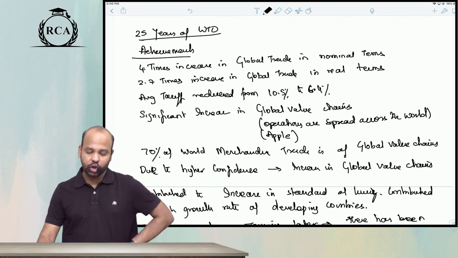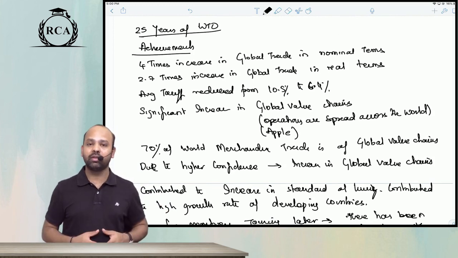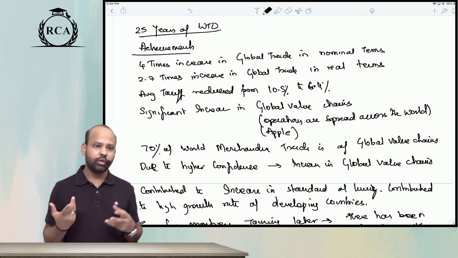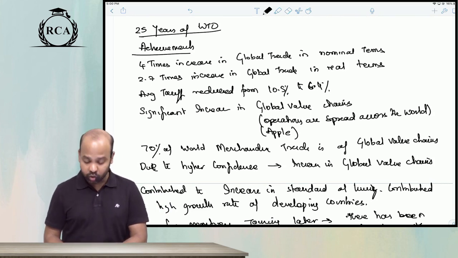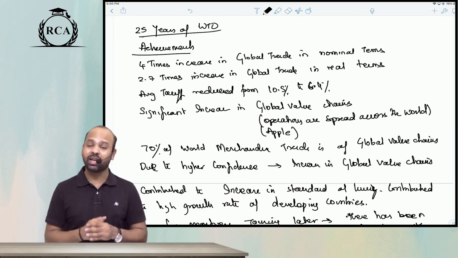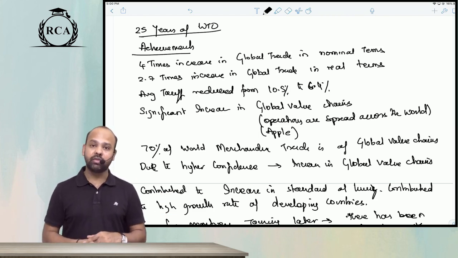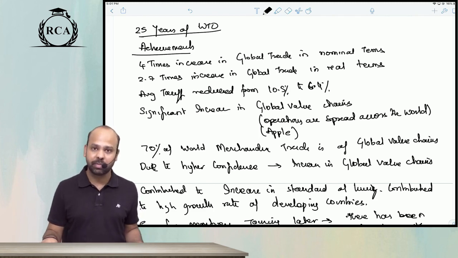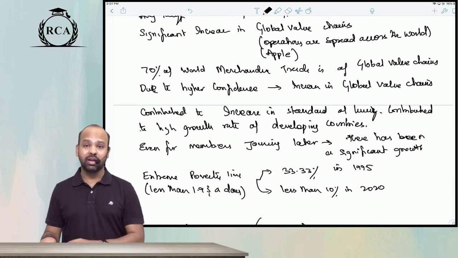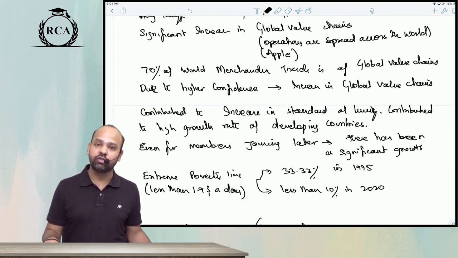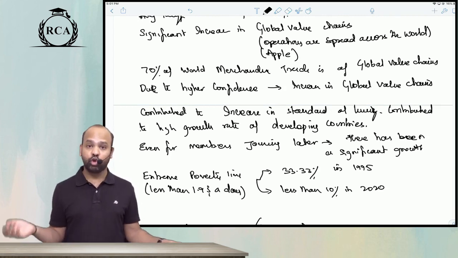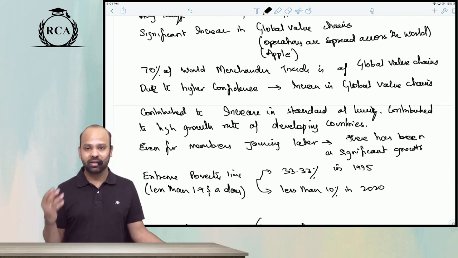25 years of WTO, but if you talk about the achievements, there is a 4 times increase in global trade in nominal terms, 2.7 times increase in real terms. Your overall average tariff has reduced from 10.5% to 6.4%. There has been a significant increase in global value chains, that is countries' operations spread through multiple countries. 70% of the world merchandise that is traded belongs to these global value chains. There has been an increase in the purchasing power of people. There has been an increase in the economic growth of developing countries because of global value chains. The members who have joined late have also seen a rapid increase in their growth rate.